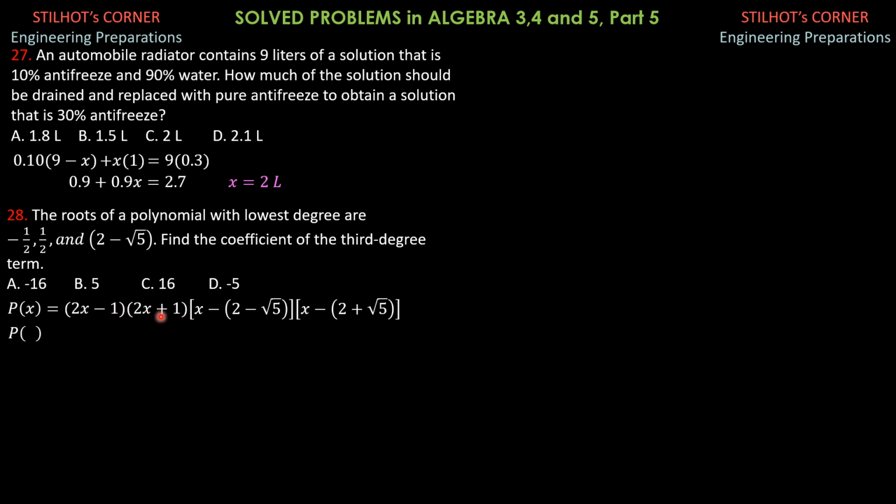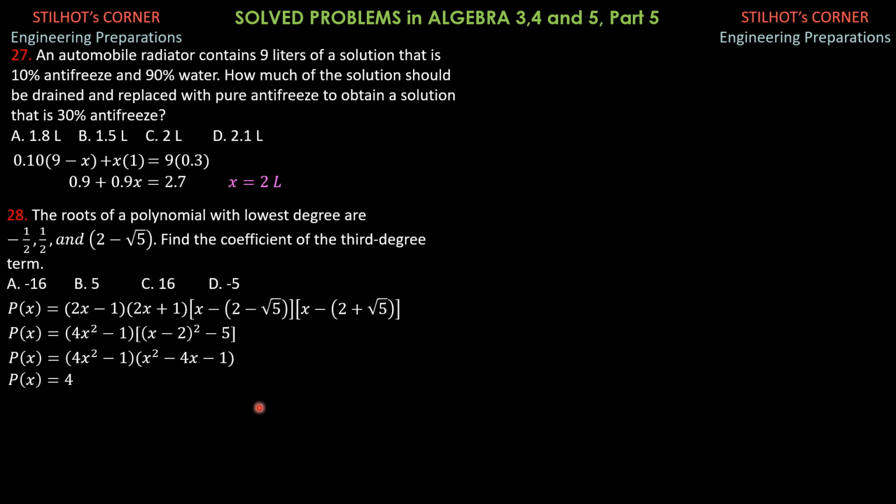This is 4x squared minus 1 by algebra and special product. Then this is x minus 2 quantity square minus 5, because positive square root of 5 times negative square root of 5 is negative 5. Simplifying further, quantity 4x squared minus 1 times x squared minus 4x, then plus 4, 4 minus 5 is negative 1. That's why it's negative 1 there.